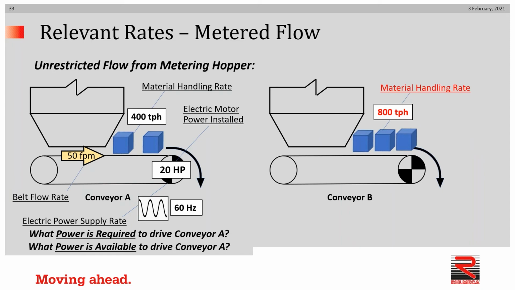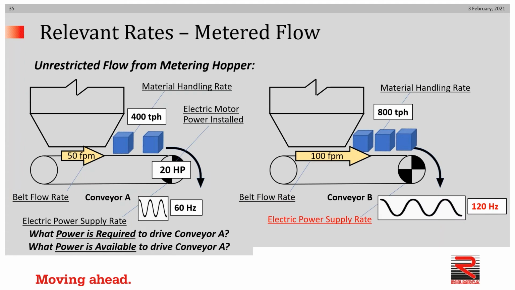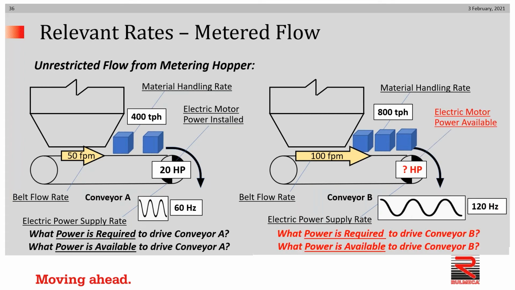Now, however, let's look at an example of speeding up this existing system through the use of a VFD to achieve an 800 ton per hour material handling rate. We said previously that the hopper is unrestricted. We assume that within reason, any material handling rate is achievable simply by increasing the speed of the feeder conveyor. Well, to get 800 tons per hour, we would select 100 feet per minute. We would be tempted to simply connect the drive system to a variable frequency drive and crank in a frequency of 120 hertz. Is the electric motor that has been previously selected adequate to do the job?